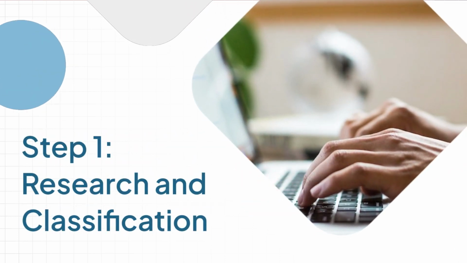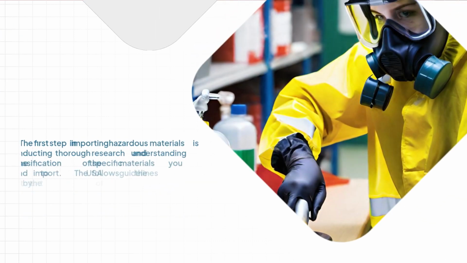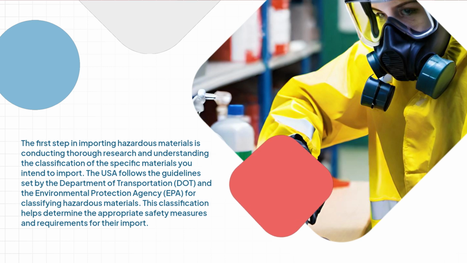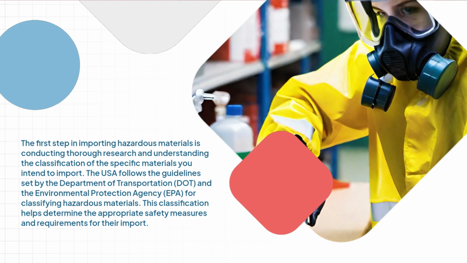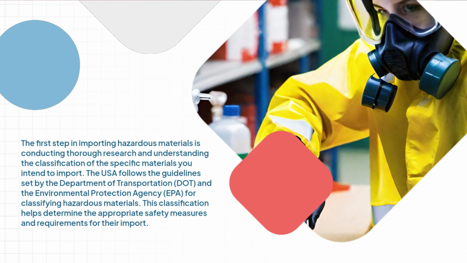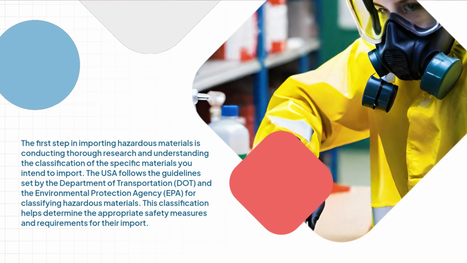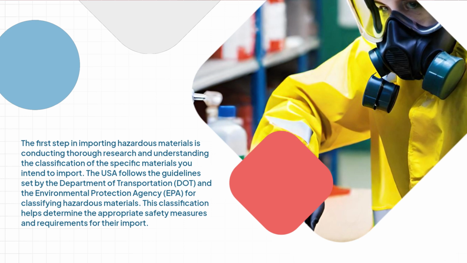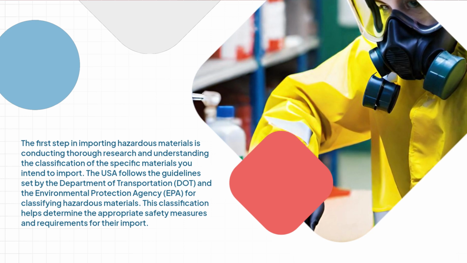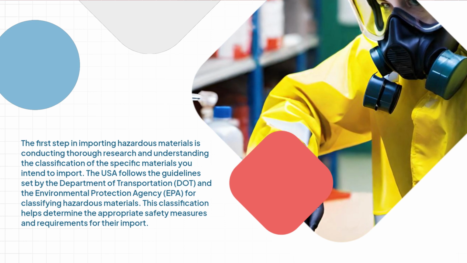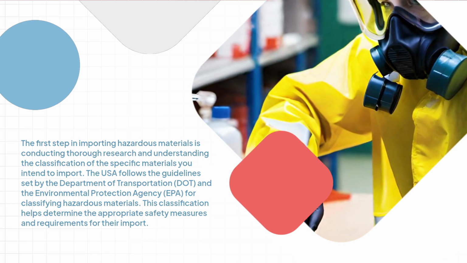Step 1. Research and classification. The first step in importing hazardous materials is conducting thorough research and understanding the classification of the specific materials you intend to import. The USA follows the guidelines set by the Department of Transportation, DOT, and the Environmental Protection Agency, EPA, for classifying hazardous materials. This classification helps determine the appropriate safety measures and requirements for their import.